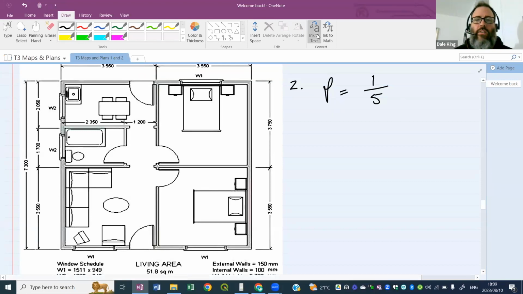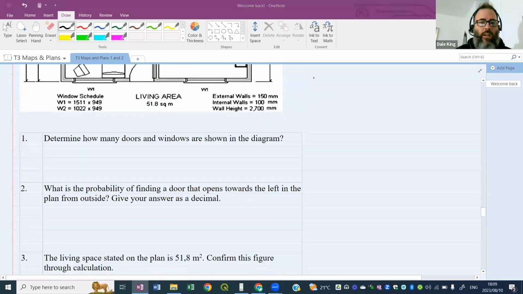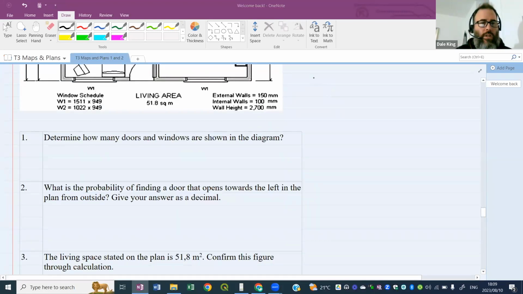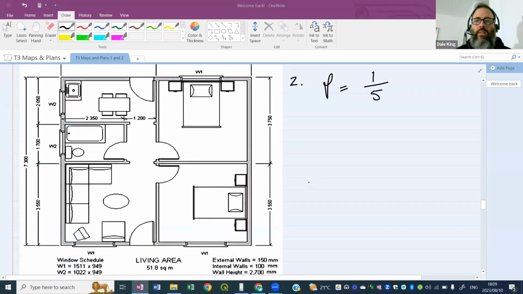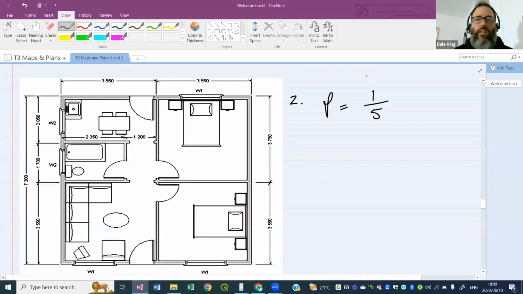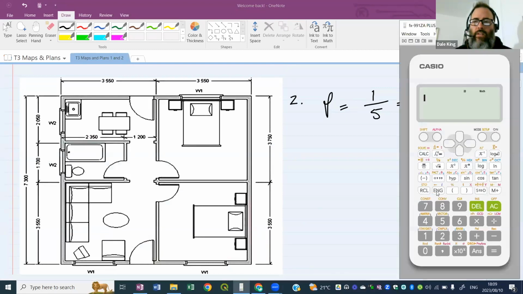All right, good. Now let's have a look at the question again. Don't go away, because have we finished answering the question? There it is, question 2. What's the probability of finding a door that opens towards the left in the plan from the outside? Give your answer as a decimal. All right, are we done? We've got to change this, don't we? Yes, it's 0.2. Very good.